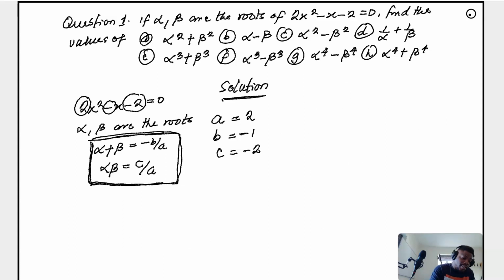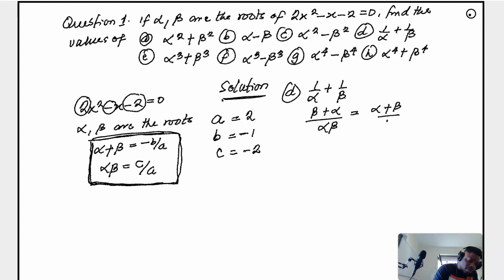Now let's take D. D is 1 over alpha plus 1 over beta. Okay, this is something as alpha times beta. Alpha beta, beta times 1, beta, alpha times 1, alpha. So this is still the same, alpha plus beta over alpha beta. So the formula for 1 over alpha plus 1 over beta is something as alpha plus beta over alpha beta. So that is the formula we are going to use.